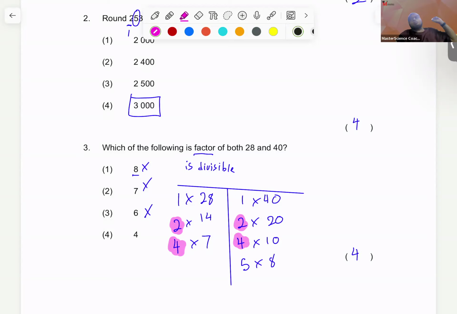Okay, now we go to question 4. They are looking for the incorrect one, not the correct one. Okay? So option 1, 6 is a common factor of 18 and 42. Is that correct or not correct? Correct. 18 can divide by 6, 42 also can divide by 6.